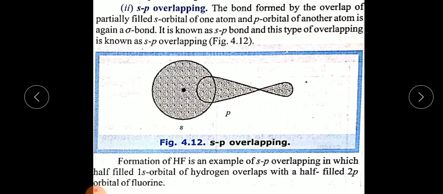The second type of overlapping is sp overlapping. In the sp overlapping, one will be s orbital and the other will be a p orbital. As we know, p orbital is dumbbell shaped and s orbital is spherical. So when they overlap, the bond that is formed is an sp sigma bond, we can say. An example of such is hydrogen fluoride, HF.